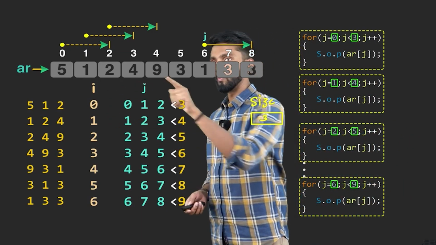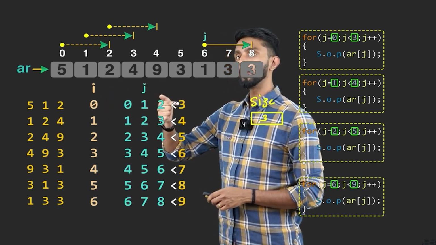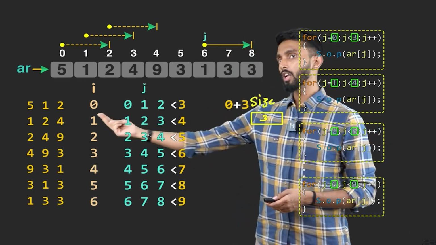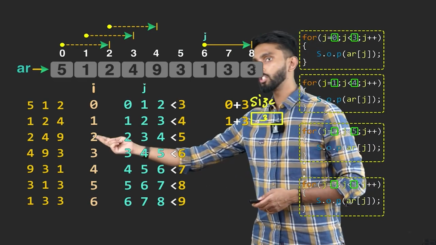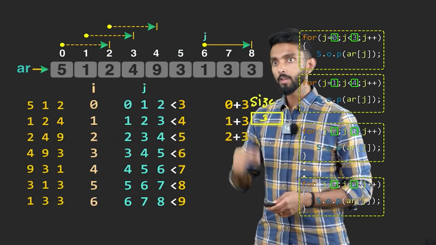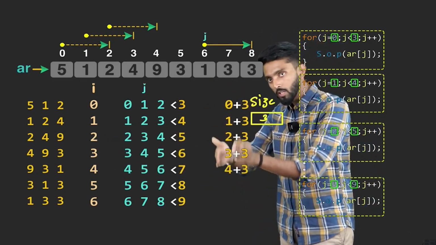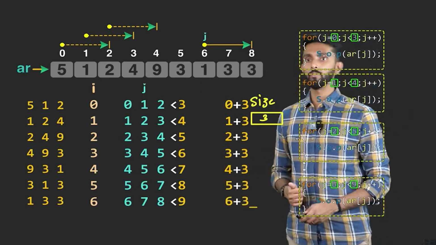Now, think logically. I value 0. You want 3. To 0, what if I add, will it become 3? 3. So, I can tell 0 plus 3. Correct or not? Next, I value is 1. 1 should become 4. 1 plus 3. Next, 2 should become 5. 2 plus 3. Next, 3 should become 6. 3 plus 3. Like that, let me just show all of it to you. 4 plus 3, 5 plus 3, 6 plus 3.